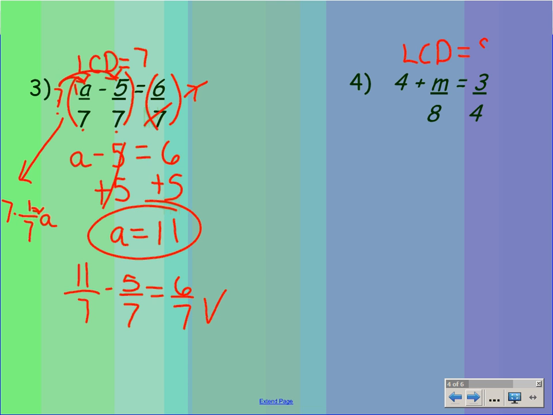The least common denominator is simply 8. So a good starting place is, does 8 go into 4 or does 4 go into 8? And of course we know that 4 goes into 8.